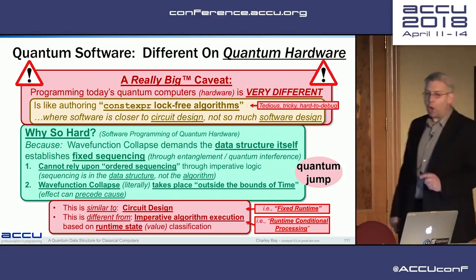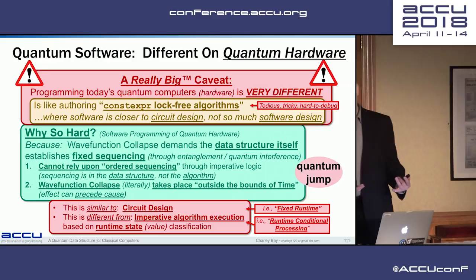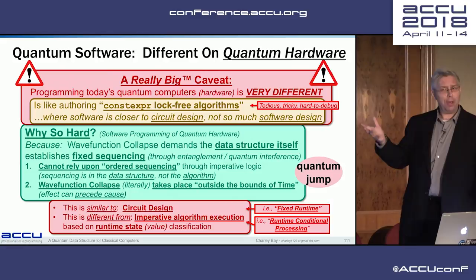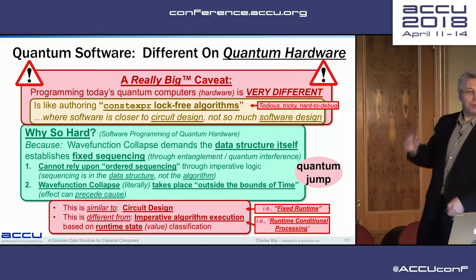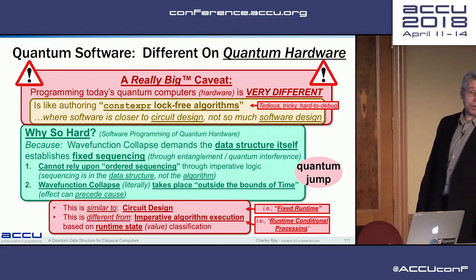If you have quantum hardware, it's kind of like authoring constexpr lock-free algorithms. So if you like constexpr and you like lock-free algorithms, you know, these are tedious and tricky and they're hard to debug and hard to reason about, but you know, they're very clever. So quite many people are attracted to them. Well, quantum computing on quantum hardware is for you because it's all like that. It's hard because your sequencing is in the data structure. This is actually circuit design. It's a lot closer to circuit design.